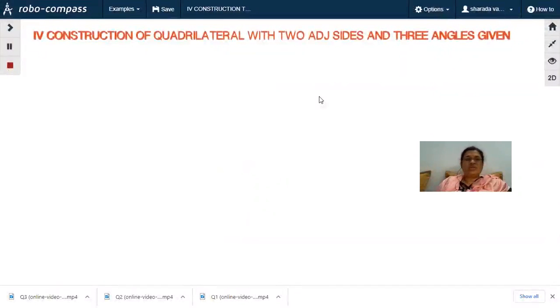So this is the fourth construction, that is the construction when the 2 adjacent sides and the 3 angles are given. In the previous slide, we discussed how to get the other 2 angles in a parallelogram when one angle is given, and now we know 3 angles and 2 adjacent sides. Now I'll show you how to construct a parallelogram. For that, you have to take a line segment. First you have to draw the base. The base is 4.2 centimeters.